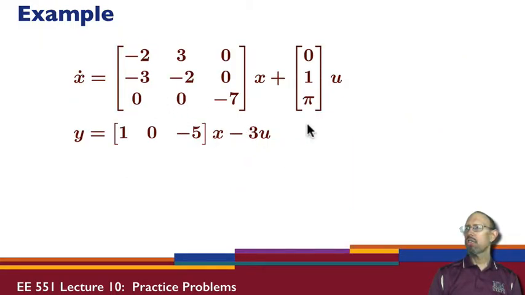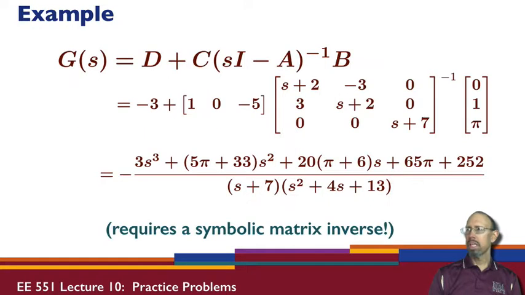So now, given a state model like this, how would we find the transfer function? Well, we can use the formula. Transfer function is D plus C (sI minus A) inverse B. So here's D, C, this is sI minus A, inverse B. So when I multiply all this out and take a symbolic matrix inverse, I get this function.